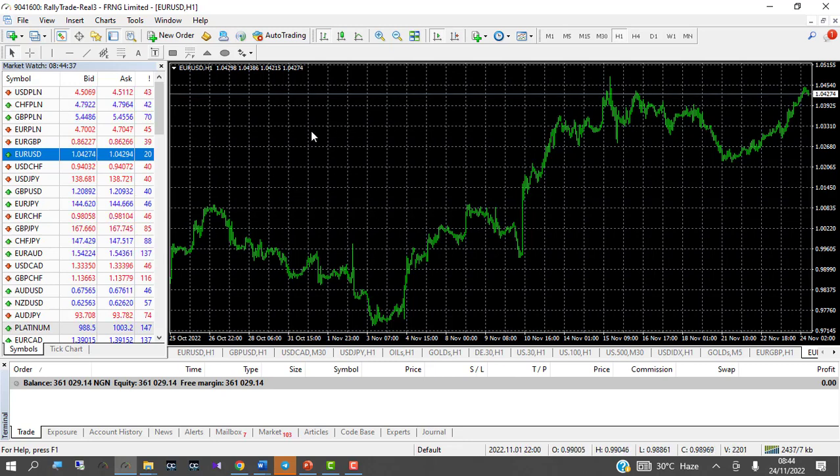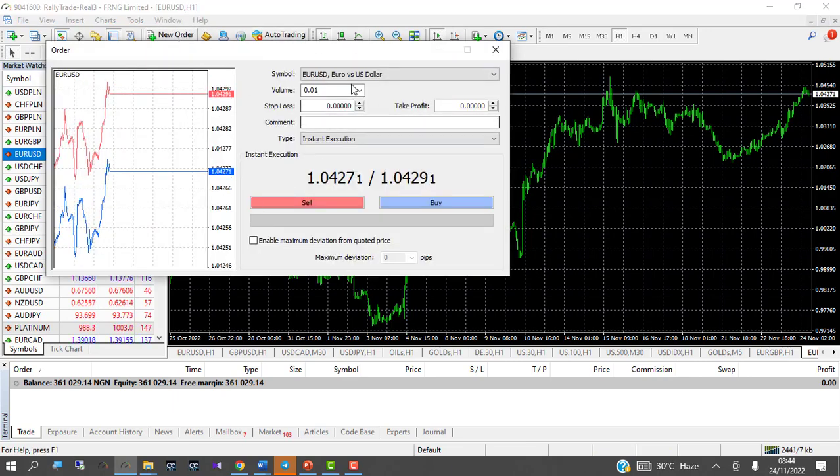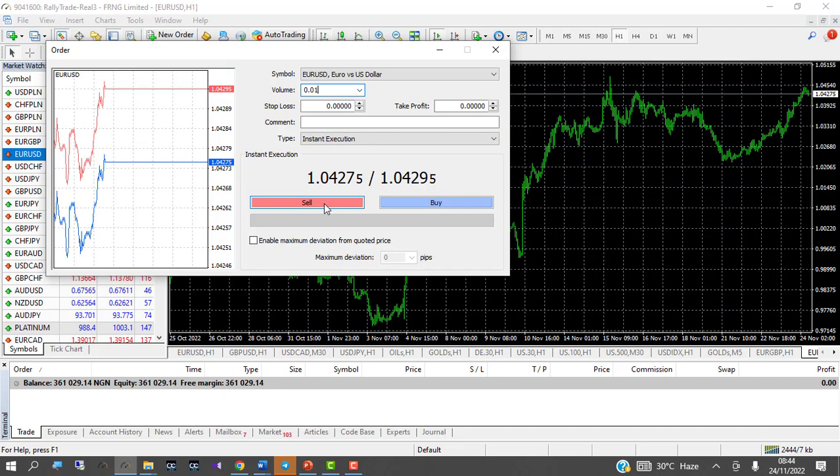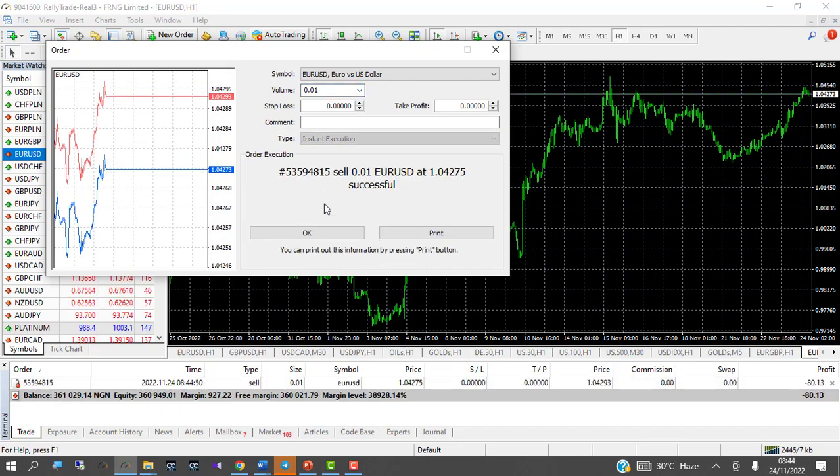So to place a trade, you just click on this button called New Order. Of course, it opens up like this. Then you furnish the volume. 0.01 is the lowest volume, as you can see there. Then let's say we are doing a sell, because I just want to show you that. Then now click OK.